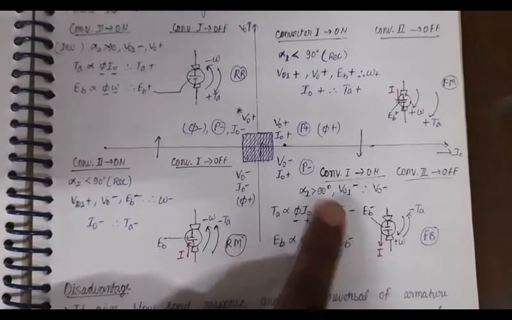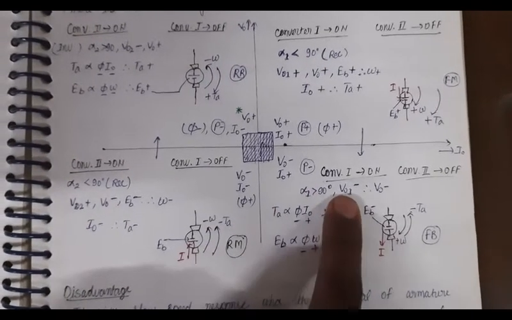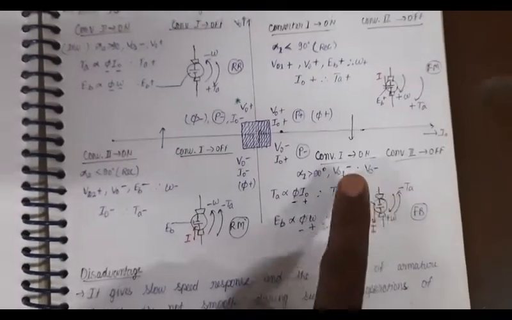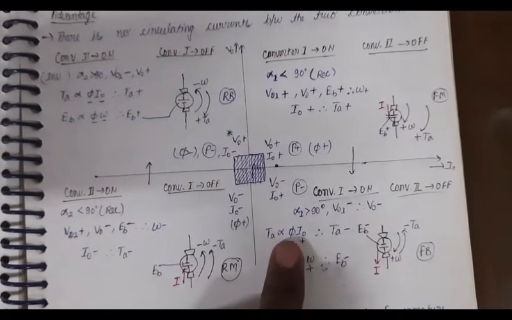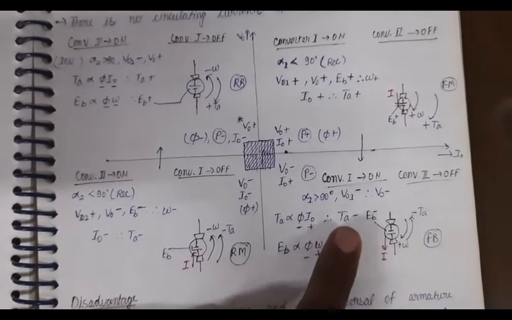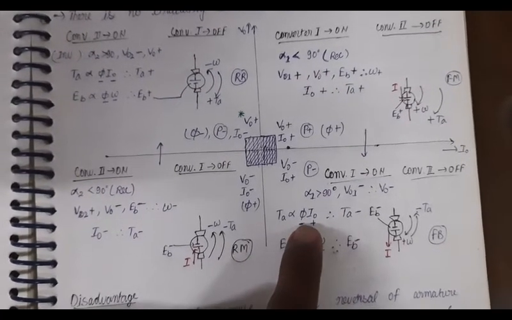So alpha 1 is greater than 90 degrees, so V01 will be negative. So V0 is also negative. Since the output voltage is negative, the flux will get negative. However, the current is still the same. The current is still positive, but the torque becomes negative due to the presence of negative flux here.